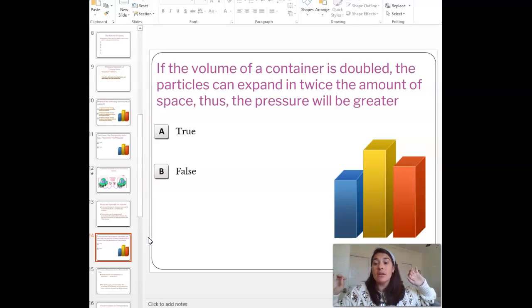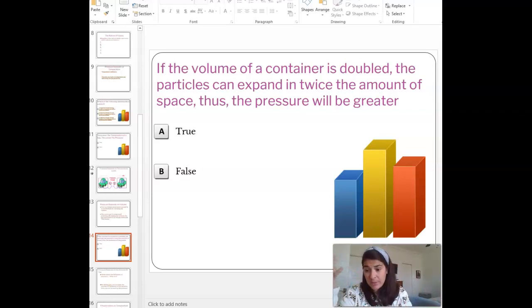Less collisions, less pressure. So by increasing the volume, you are increasing the amount of empty space. Therefore, you are decreasing the number of collisions. Therefore, you are decreasing the pressure.